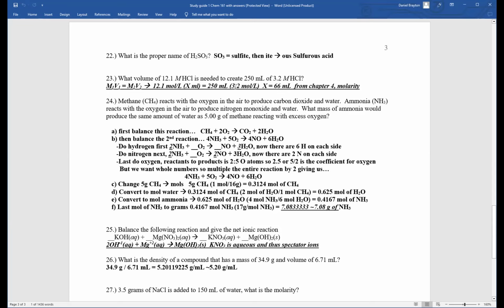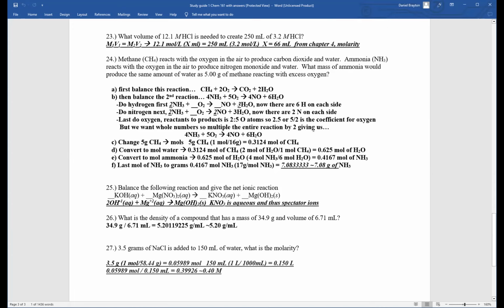So 250 times 3.2, divide both sides by 12.1. And you can see it went from roughly 12 to 3. That's about 1/4. So what's 1/4 of 250? 6 times 4 is 24, so 60 times 4 is 240. So yeah, something about 60 milliliters makes sense. 24 is another balancing one.